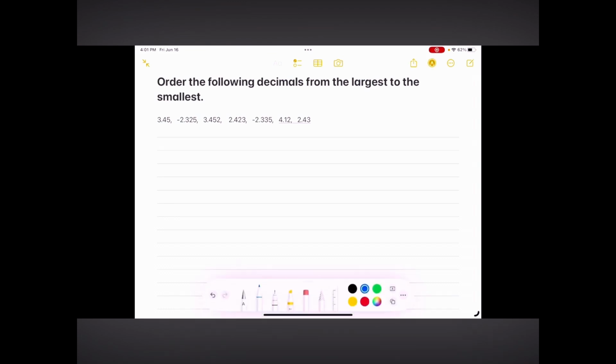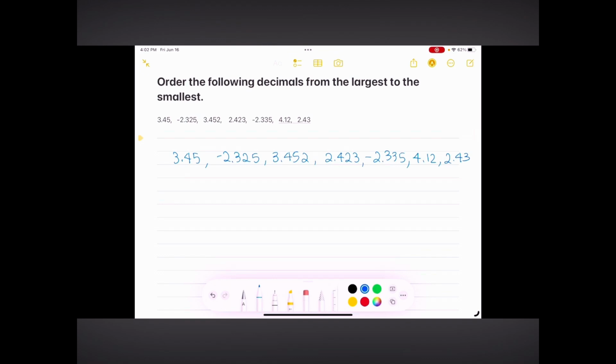Order the following decimals from the largest to the smallest. So first we copy down all those decimals. Make sure you get all the digits copied down correctly. Include the negative signs. Double check after you've written the numbers down to make sure you got everything written down correctly.